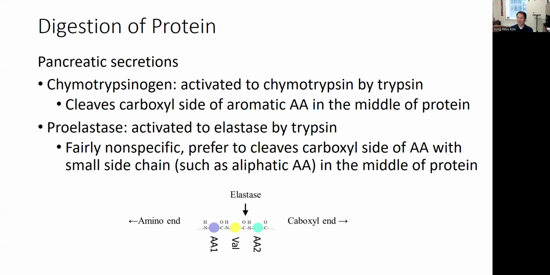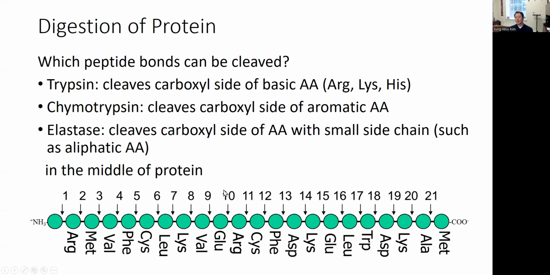So we talked about 3. I made a summary here. Trypsin cleaves the peptide bond on the carboxyl side of basic amino acids. Chymotrypsin cleaves peptide bonds on the carboxyl side of aromatic amino acids, and elastase cleaves peptide bonds on the carboxyl side of amino acids with small side chains, including aliphatic amino acids, in the middle of a protein.